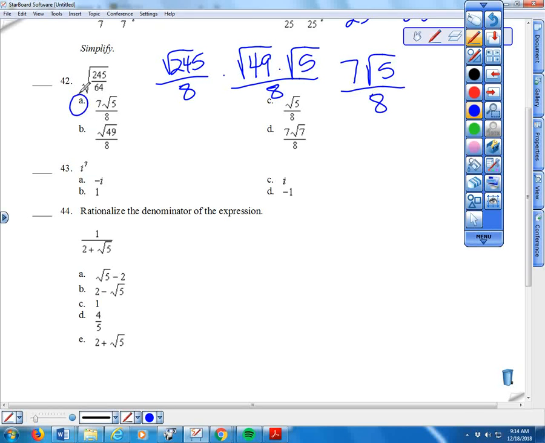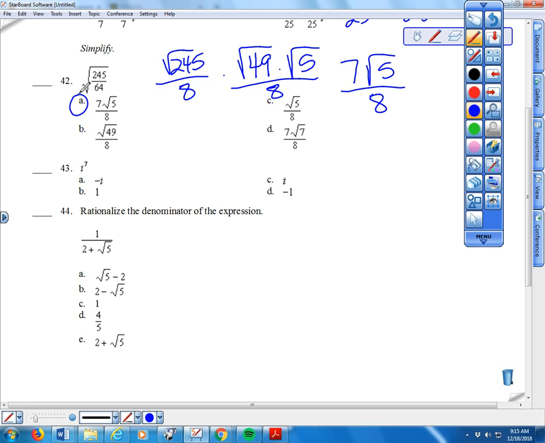Okay, here is the question you had. Go over the i to the exponents. Remember, i to the first is just i. i squared is negative 1. i cubed is negative i. i to the fourth is 1. And then they just repeat.